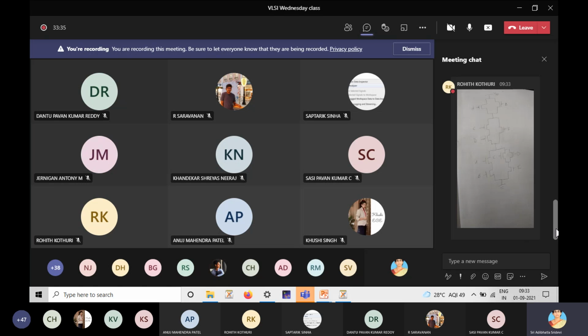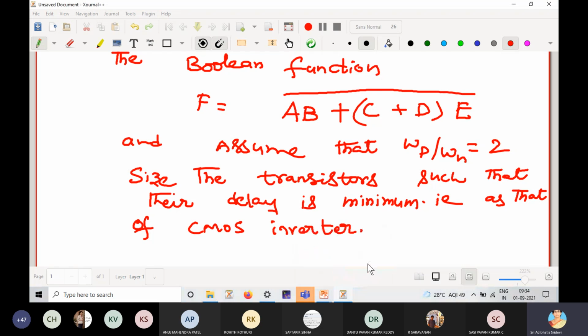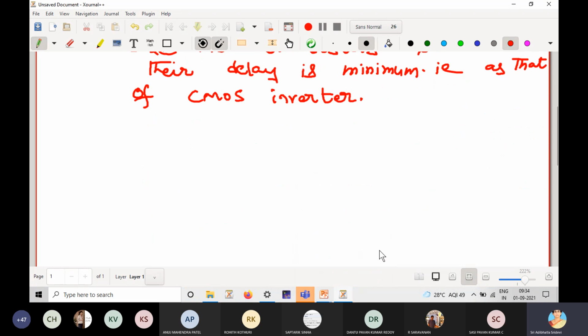Yeah, okay. So you're not confident about sizing. Nobody is confident about sizing. Do you remember we have done it in the lab? Yes, ma'am. What is 'ma'am', the expression?